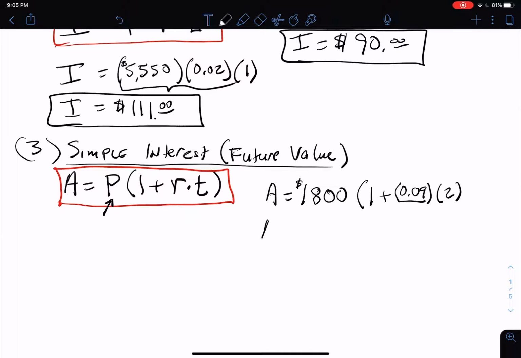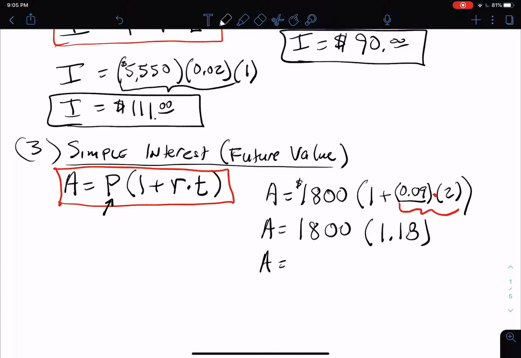Those are dollars. And when we multiply, now remember, there is an order of operation thing that's going on here, right? You have to multiply first before you add the 1. So if you do this in the proper order, this piece right here is going to end up being 1.18. And then that gets multiplied by 1,800.